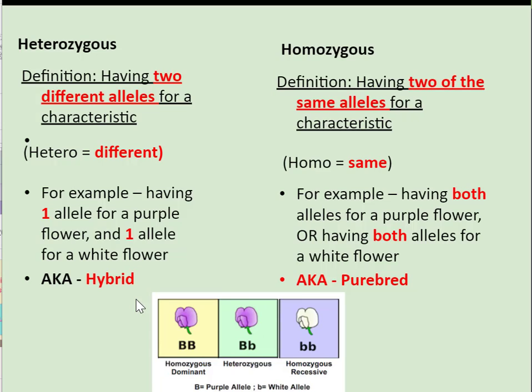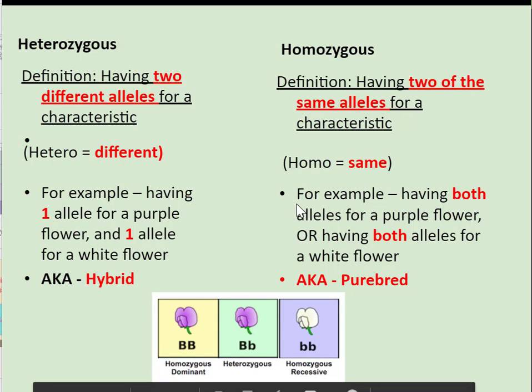Homozygous, purebred, I like to think like a purebred dog, so just a dog that is strictly German Shepherd, things like that. Another way to remember the difference, you can think heterozygous and homozygous. If you are in a heterosexual relationship, that is male and female, so it's two different genders. If you are in a homosexual relationship, you will have either two males or two females. Again, both of the same gender.